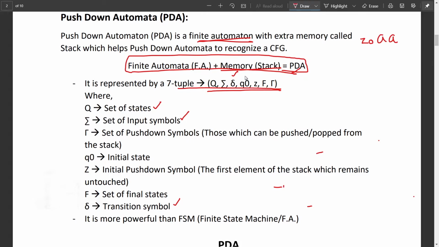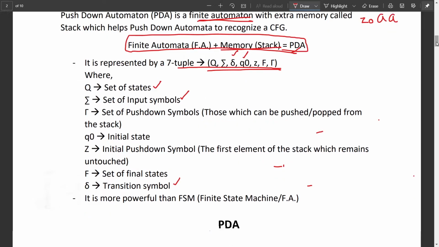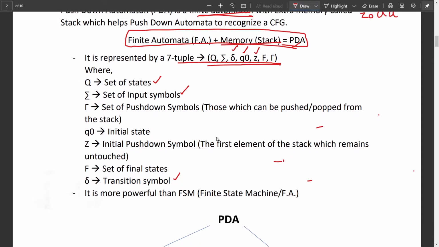Next up is Q0, that is the initial state. Like you know that every automata has an initial state. Then Z is the initial push down symbol. Like I showed you that the stack will consider a Z0. I'll tell you about this later. So this is the initial push down symbol. Then F is the final state, and tau is the set of push down symbols. Like this can be pushed up from the stack.